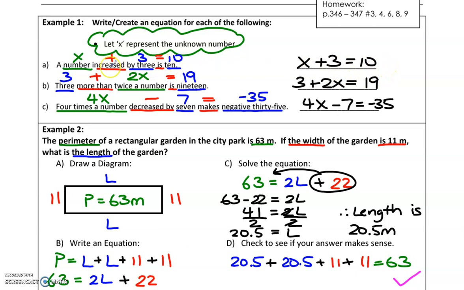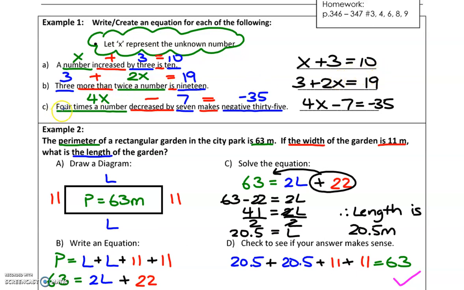Let's try it again. So for B, 3, so I put a 3. More than, so more than is another set of words that means addition. Twice, so twice means like double or 2 times something. So when they say twice a number, they mean 2 times, and remember a number is going to be represented by X, so we're just going to put X right here. So twice a number means 2X is 19. So 3 more than twice a number is 19.